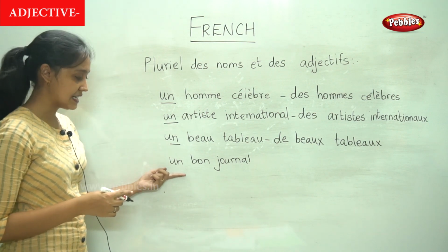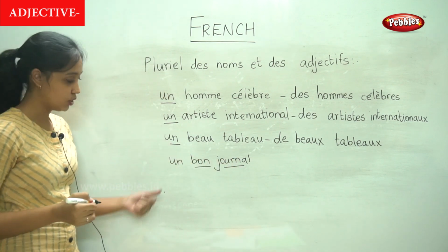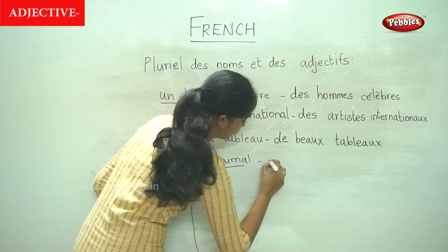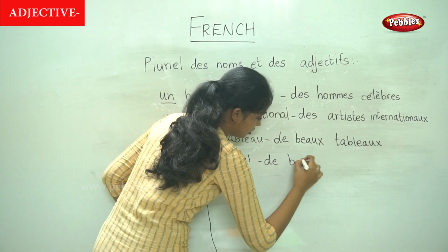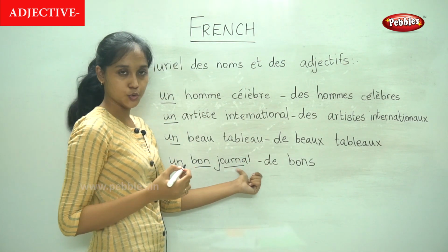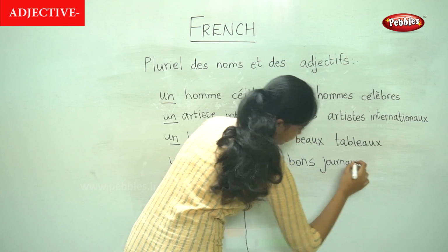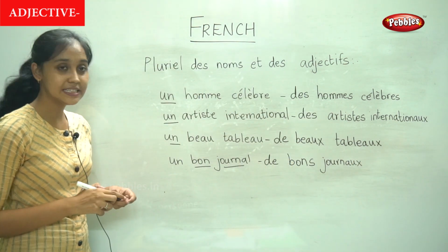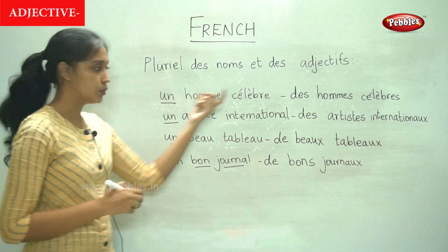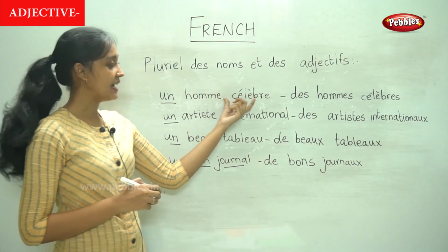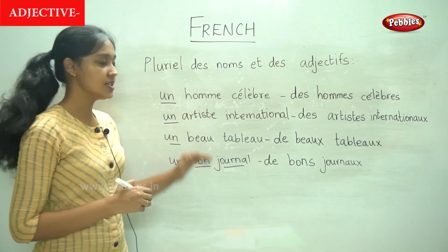And finally, in the last example, again this is the adjective followed by the noun. So un becomes des, bon becomes bons in the plural, and journal, the plural is journaux. So this is how we write the plural form of a phrase. We replace the article with the plural form, and the adjective and the noun with their respective plural forms. So I hope you understood this concept.